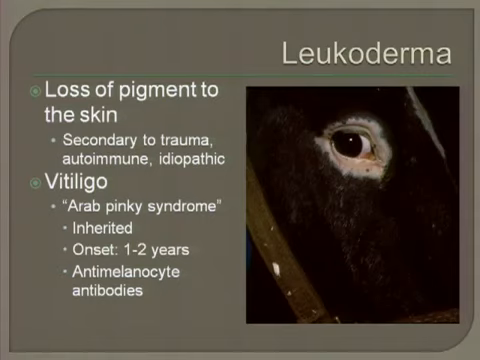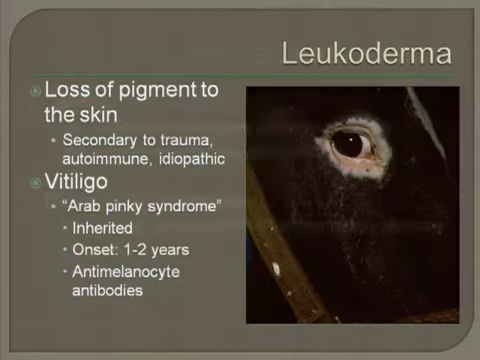You basically want to keep these horses out of the sunlight. You don't want them exposed to too much UV light. And various authors have recommended that these animals not be bred. So you can see this horse here. It looks almost like a cow, the picture, but you can see the white skin around the eye. And that's typical for what you would see with Arab pinky syndrome.